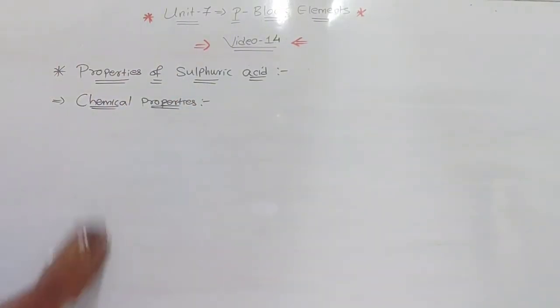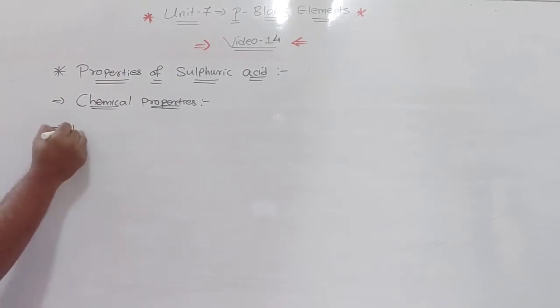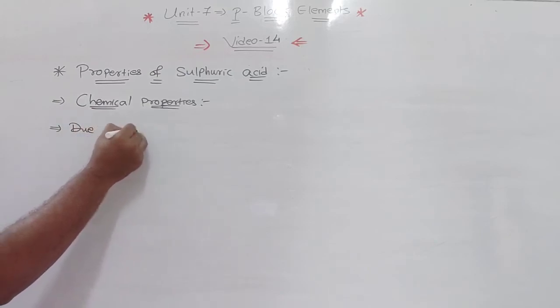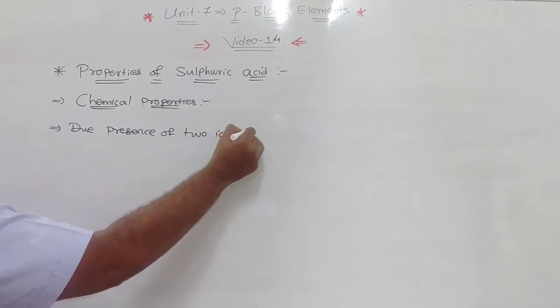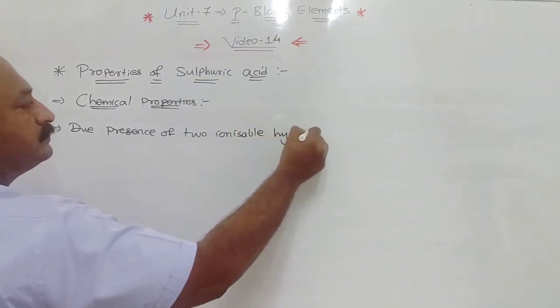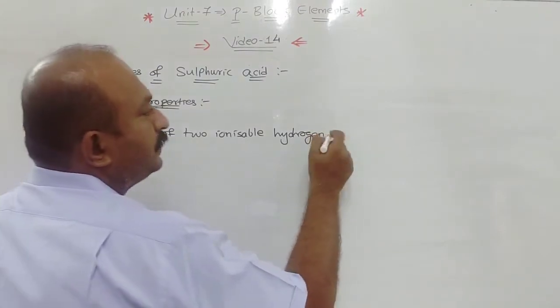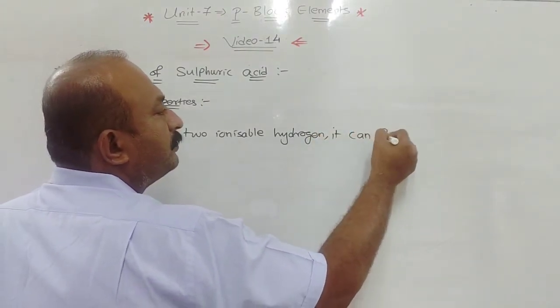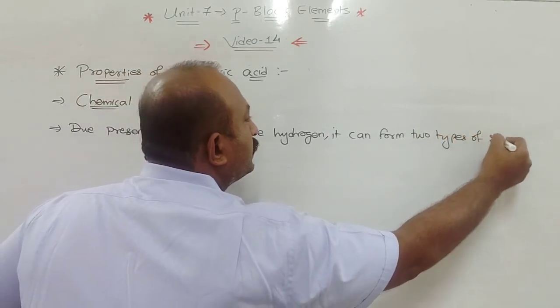Now, when we talk about this part, that is another property, that is due to presence of two ionizable hydrogen. Due to presence of two ionizable hydrogen, it can form two types of salt.